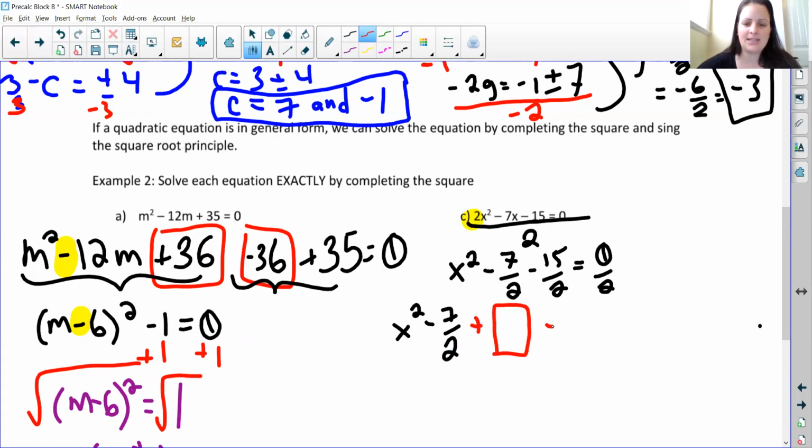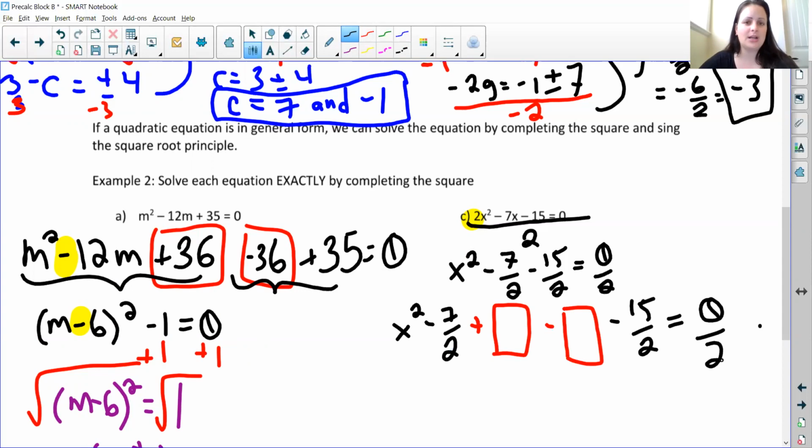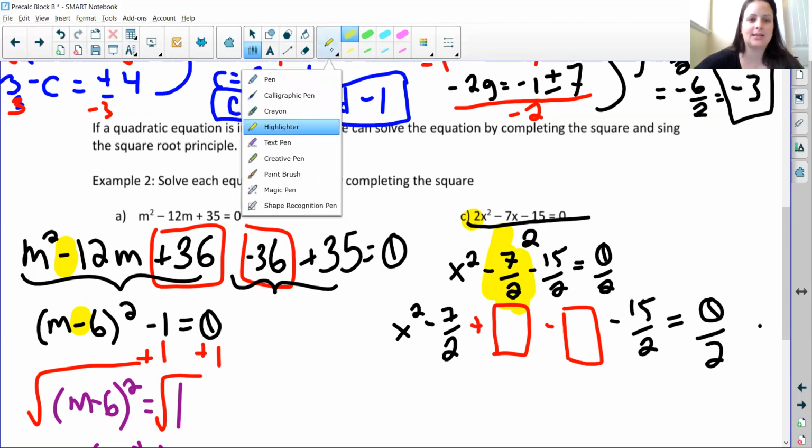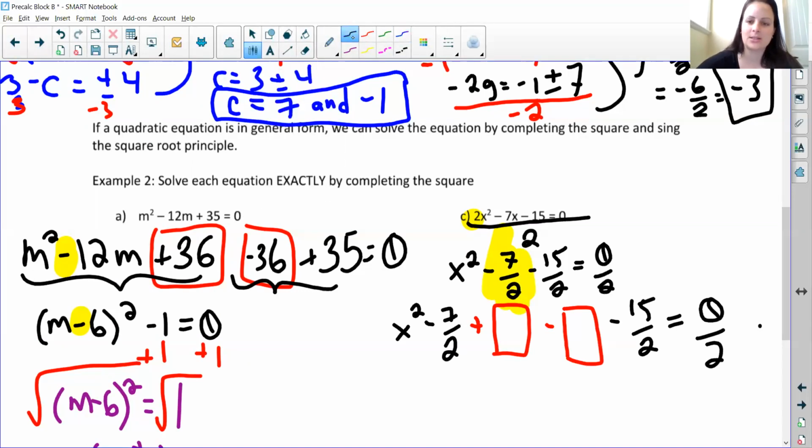And we have to subtract it by the same thing. And then it's going to be minus 15 over 2 equals 0 over 2. So here's where it helps to be fluent with your fractions. So I need to take half of this middle coefficient. Oh, I forgot the x. The x just kind of went away for some reason. Sorry about that. X.